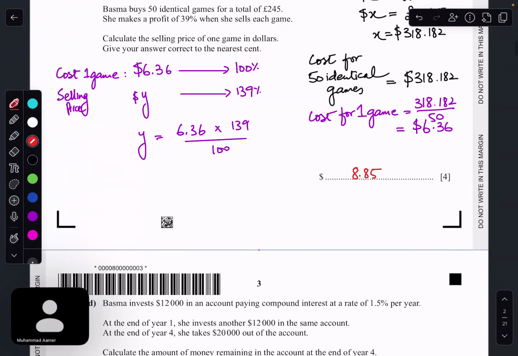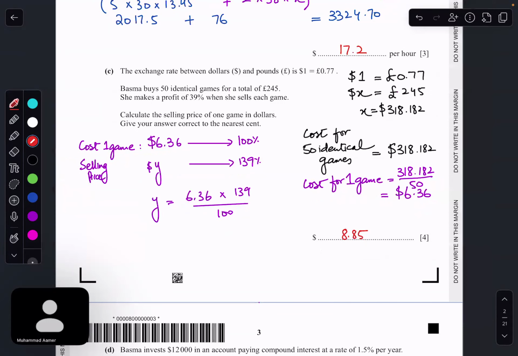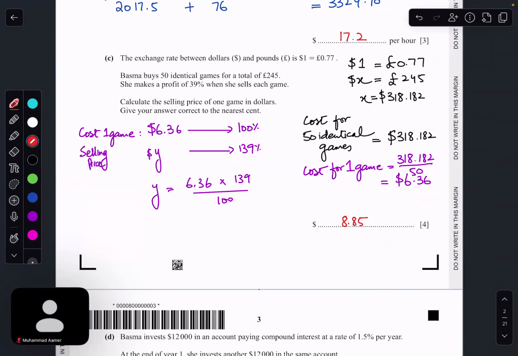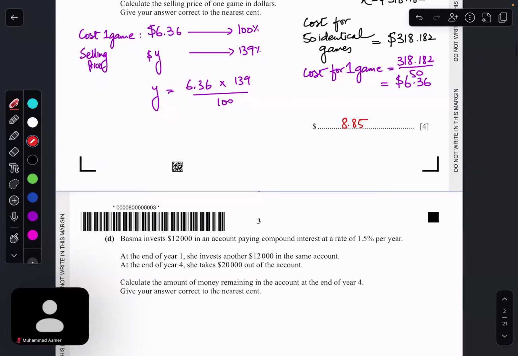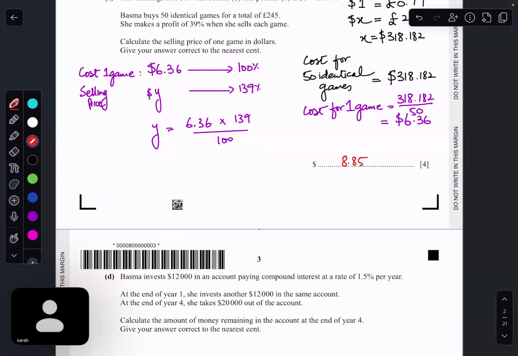Excuse me sir. Yes, Vashi, ask. Sir, I rounded off and wrote 8.9, will one mark be cut? No, that's fine. Nearest cent. Wait. The nearest cent over here should be 85 cent. Right. Sir, I also wrote 8.84. Yes.